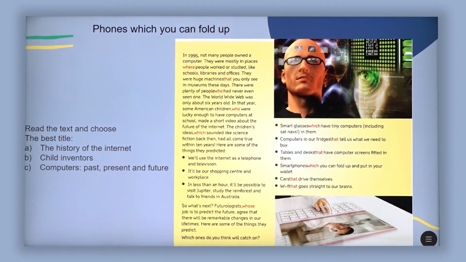This story is about the progress and the revolution of the internet. So you are going to read the text and then choose the best title: the history of the internet, child inventors, or computers, past, present, and future. Please decide which is the best title for the text.